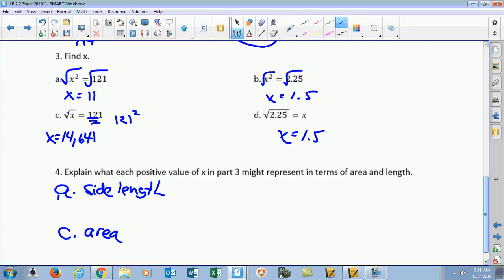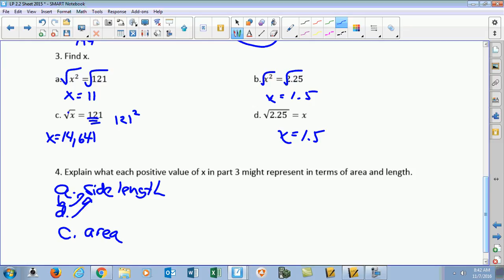And actually, B and I think D are all side lengths because we're finding the smaller number. We're finding a side length. So A, B, and D would basically be the equivalent of side lengths if these were area questions, and C would be the only one that was an area.